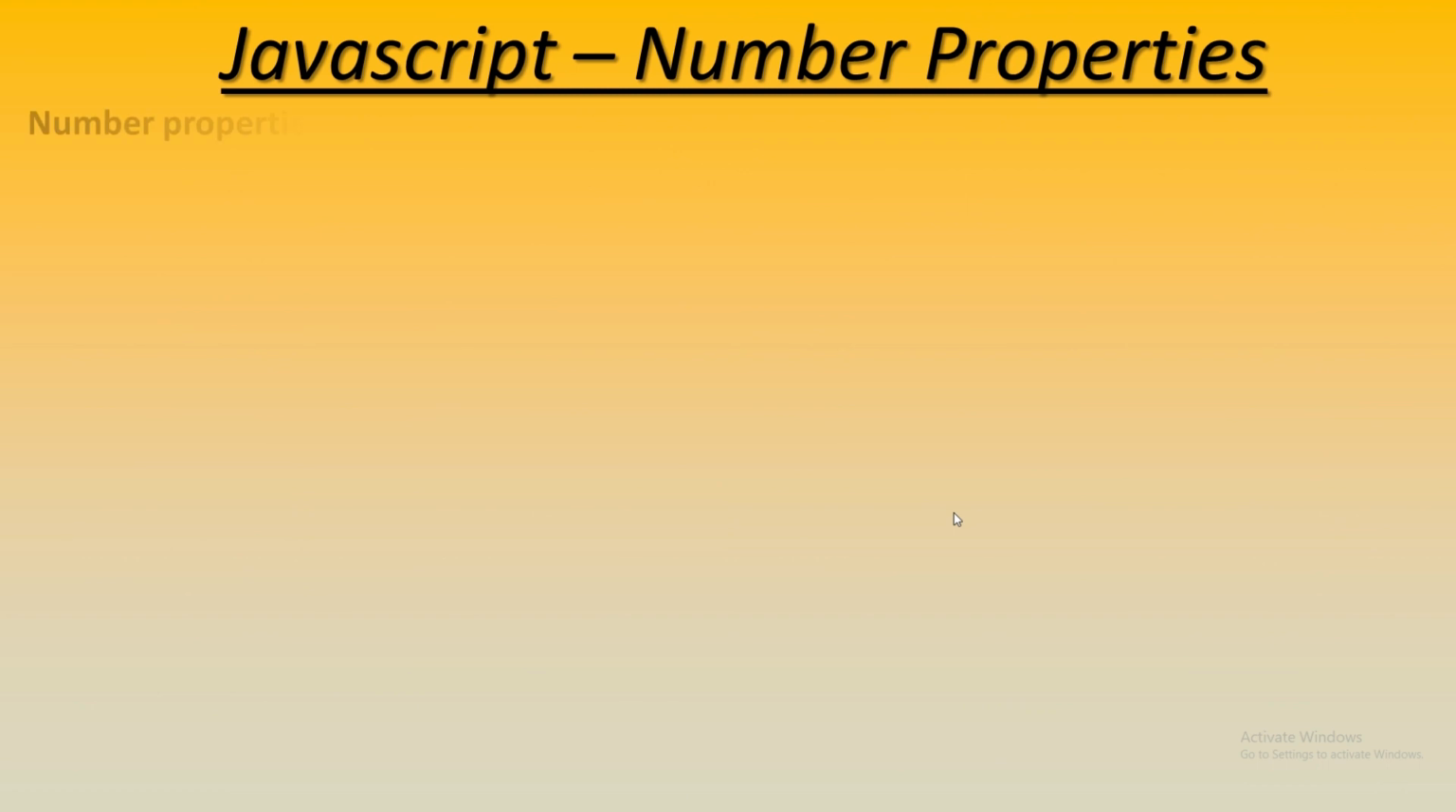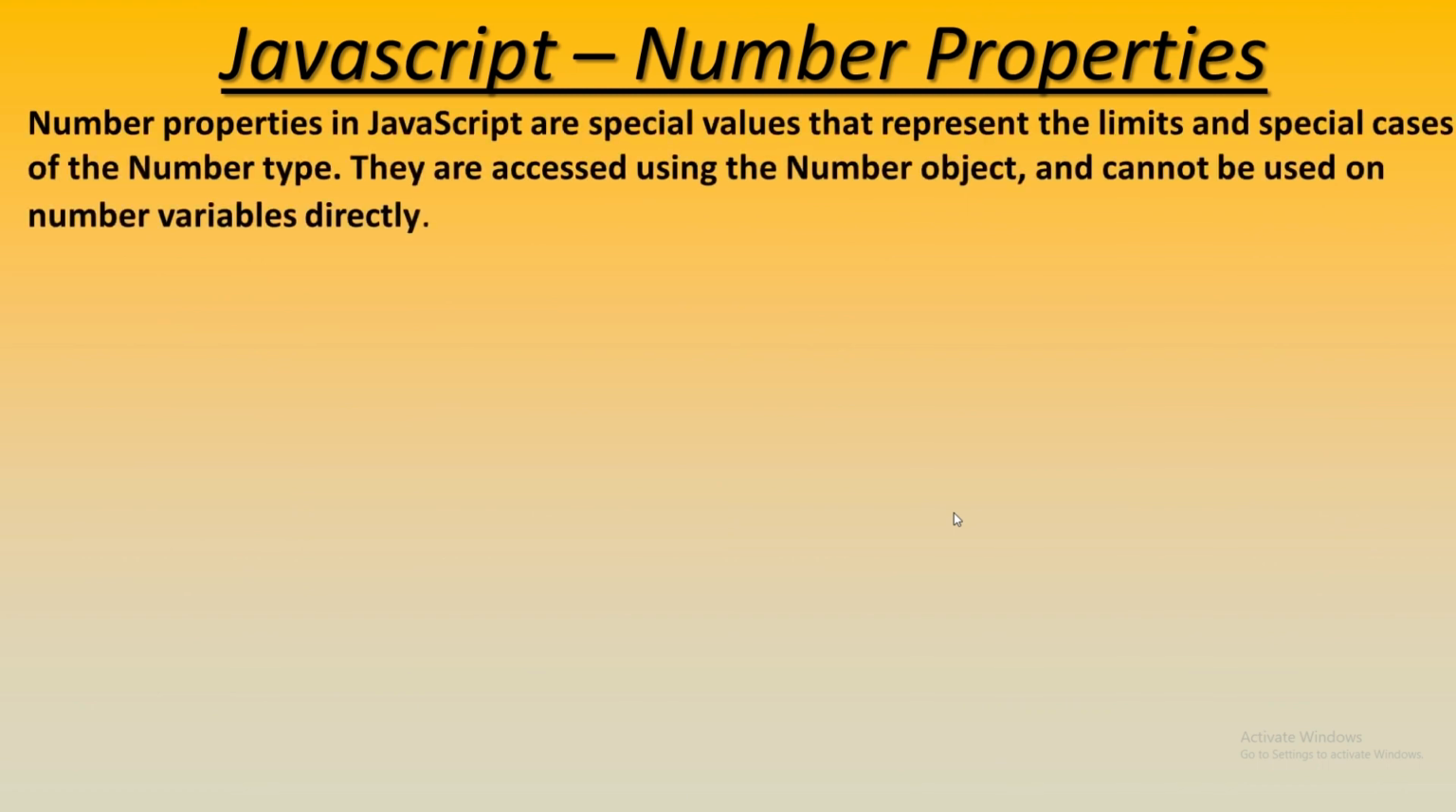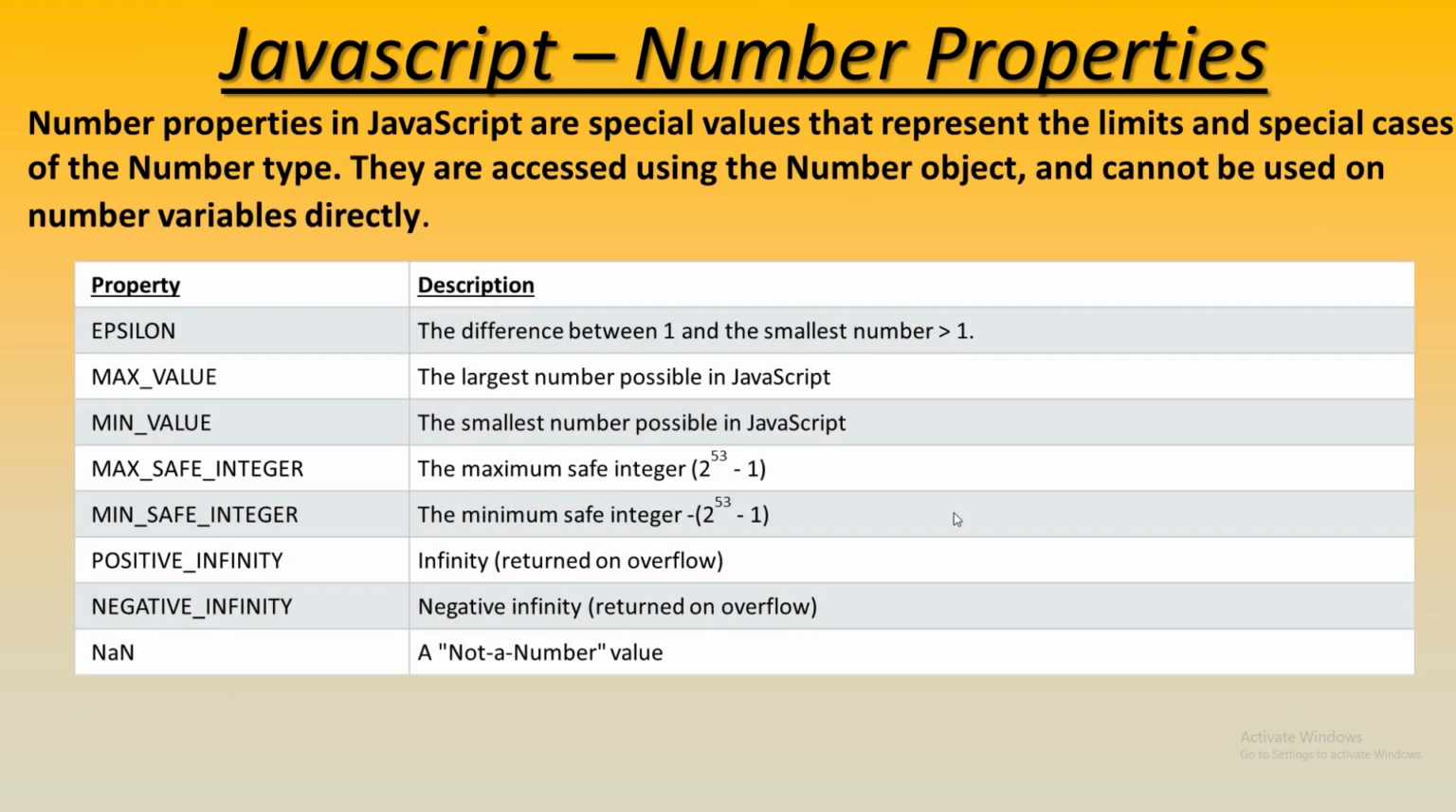JavaScript number properties. Number properties in JavaScript are special values that represent the limits and special cases of the number type. They are accessed using the Number object and cannot be used on number variables directly. So what is the first property? Epsilon. The difference between 1 and the smallest number greater than 1 is known as epsilon.